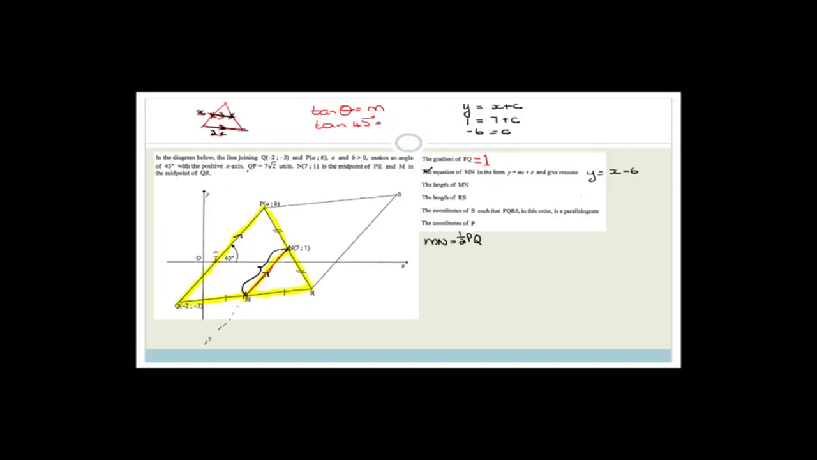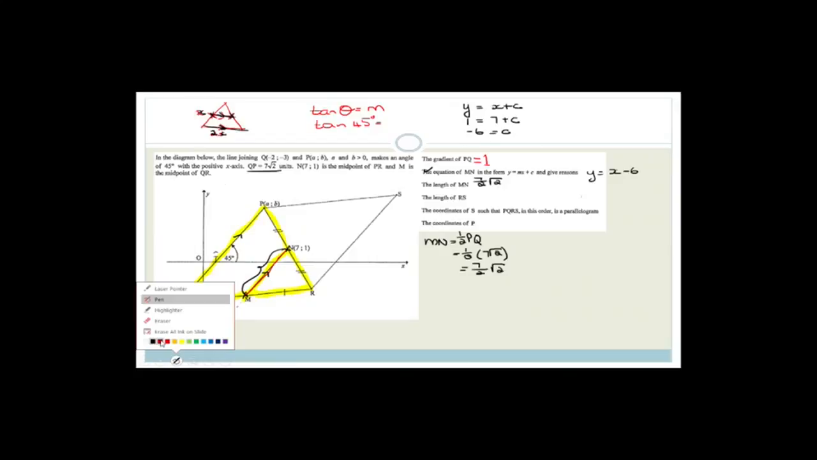And they gave us the length of QP or PQ. It is 7 root 2. So therefore, this is going to be a half times 7 root 2, which is going to be 7 over 2 root 2. There you go. That's what it is. It's 7 over 2 root 2. If you really want to, you can put that in your calculator, but you don't have to. Right. Now they want the length of RS.